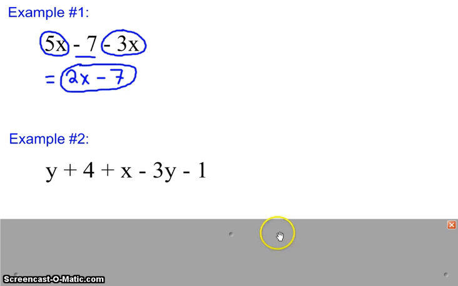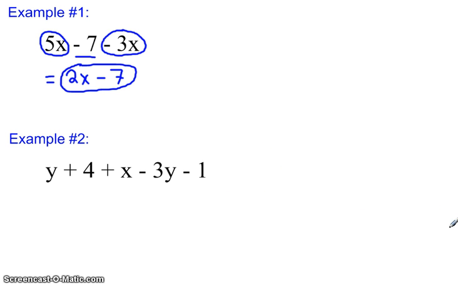Example 2 is y plus 4 plus x minus 3y minus 1. So we're actually dealing with two different variables. We've got x's and y's here. So I'm going to start with the x's, I guess, and I only see one x term. That's this positive x. So I'm going to start with that.